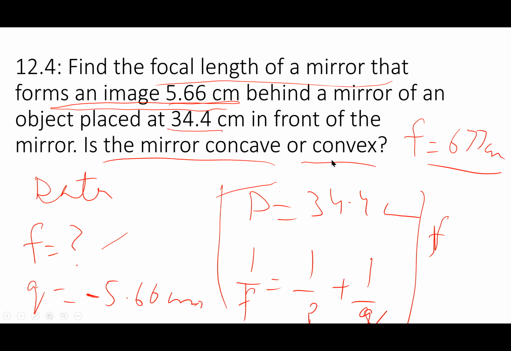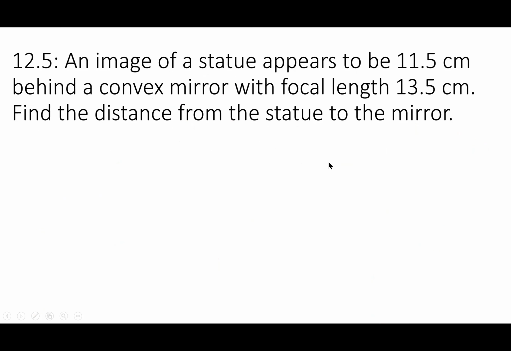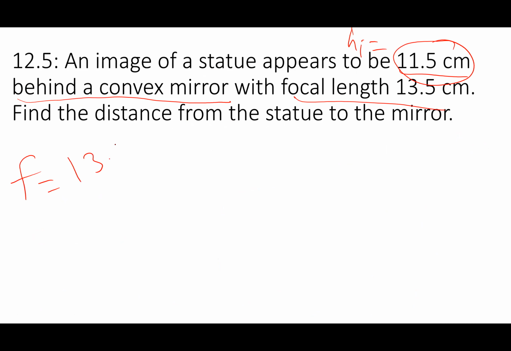An image of a statue appears to be this one. Behind a convex mirror, the mirror is diverging, so the focal length should be taken negative. Focal length is equal to minus 13.5 centimeter. Height of image is equal to 11.5 centimeter.